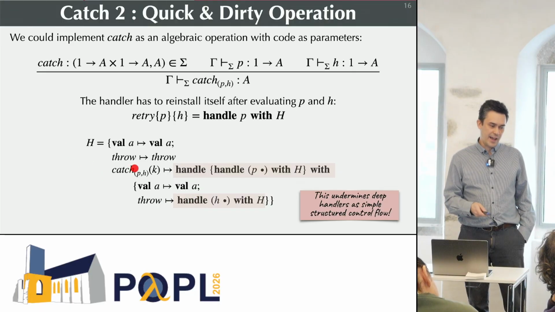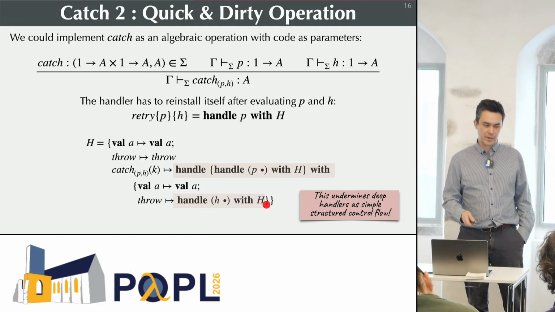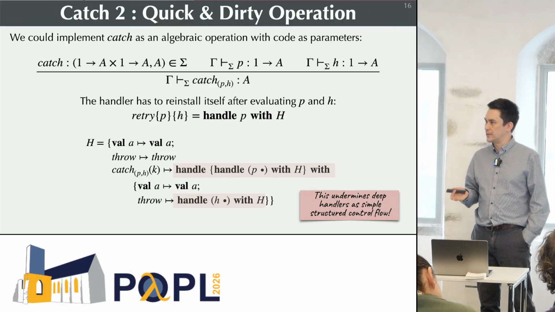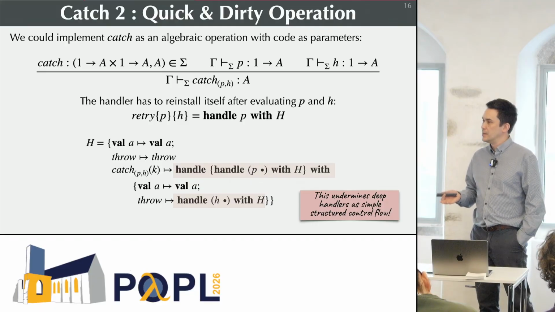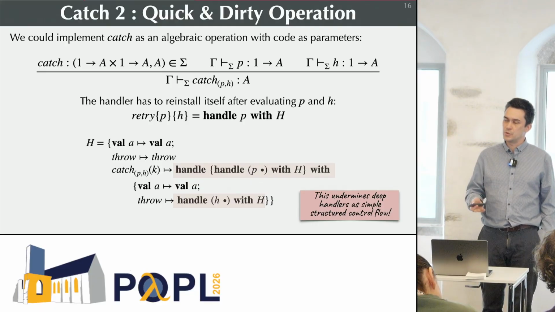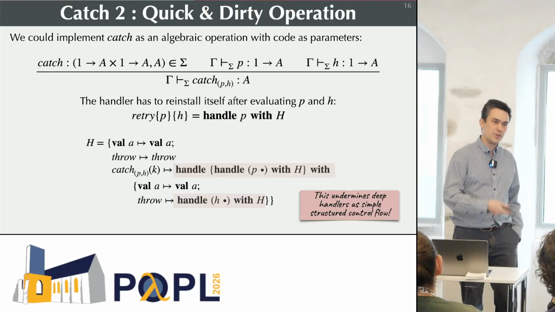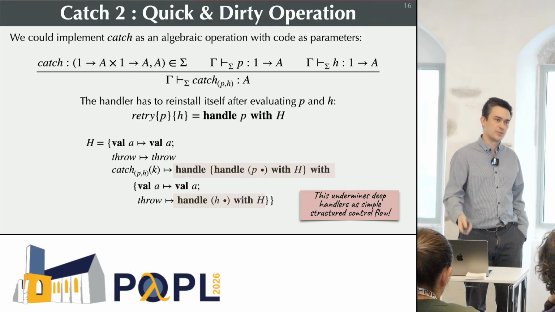So under catch, we have our program and our handler. We need to execute P and handle it with this big H, and we also need to execute H and handle that with big H. And the point I want to make here is that this really undermines the fact that we're using deep handlers in the first place. Because now for these kinds of operations, where the payload, the parameters contain programs themselves, you, the handler writer, have to think about reinstalling things yourself.